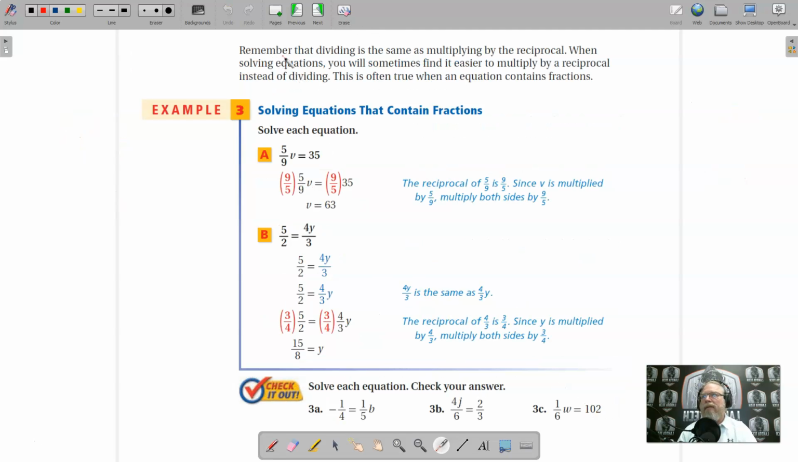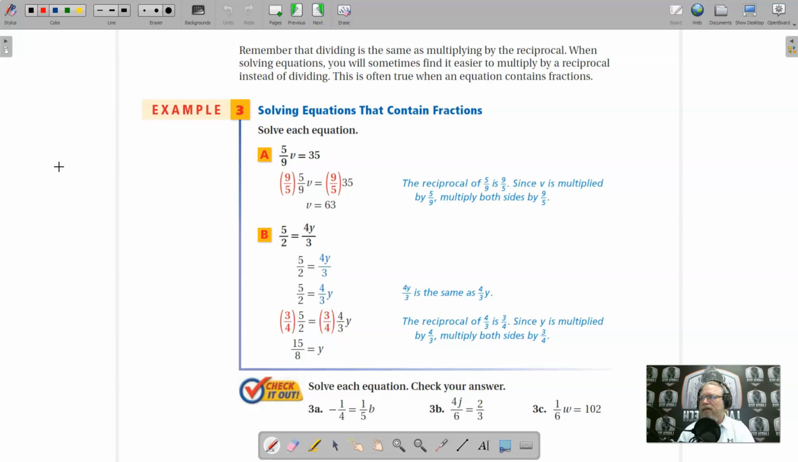So let's look here. Remember that dividing is the same as multiplying by the reciprocal. When solving equations, you will sometimes find it easier to multiply by a reciprocal instead of dividing. This is often true when an equation contains fractions, and a good way to get rid of a fraction is by multiplying times its reciprocal. So here we have 5 over 9 times v equals 35. Well, we want to get rid of the 5 ninths times v, and the way that we're going to do that is we're going to multiply times 9 fifths.